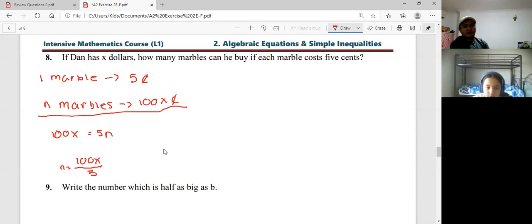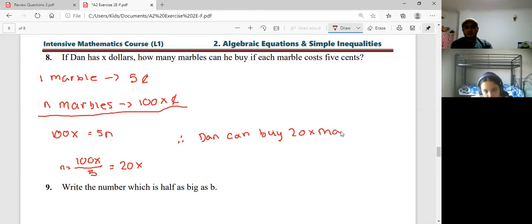So now can you simplify this? That's what we are looking for. That's 20X. So N equals 20X. So he can buy 20X marbles for 4X dollars.